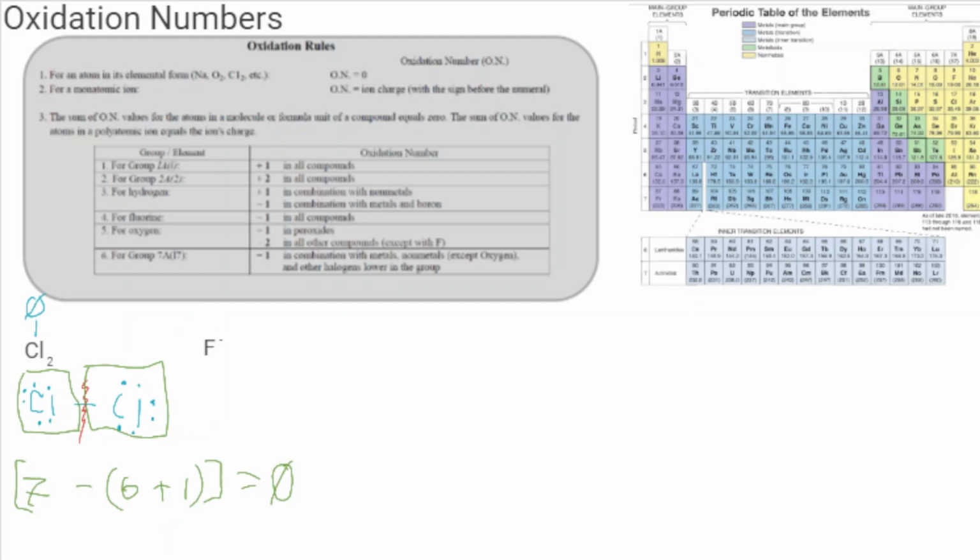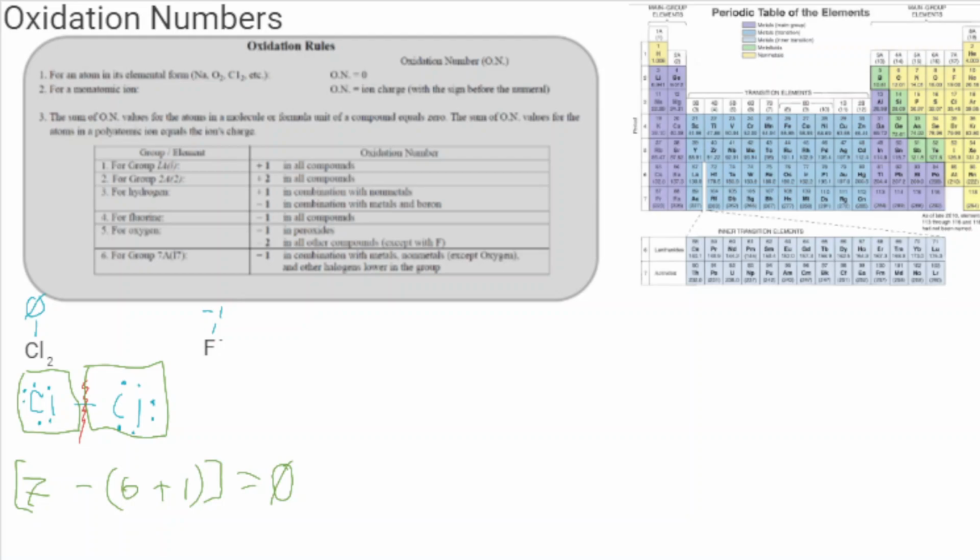Alright, let's say we have fluorine minus, so F minus. This one falls under rule number 2. This is a monatomic ion, meaning there's only one element and it has a charge. In this case, the oxidation number needs to be equal to the charge. So if we just did this with the chart, we can say, alright, this is a -1 charge, so it must have an oxidation number of -1.